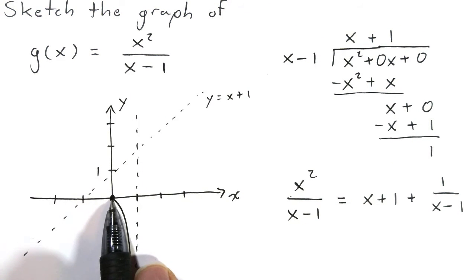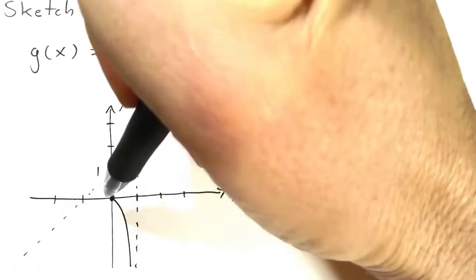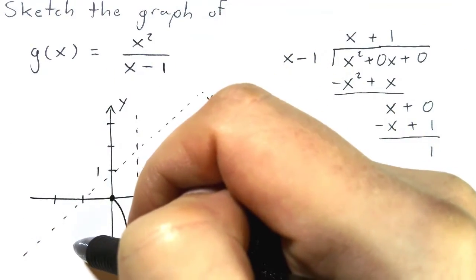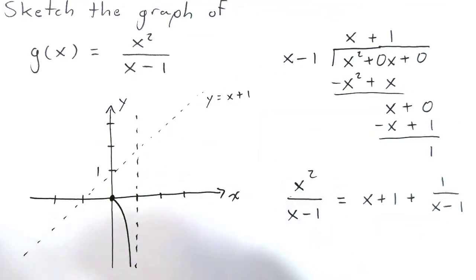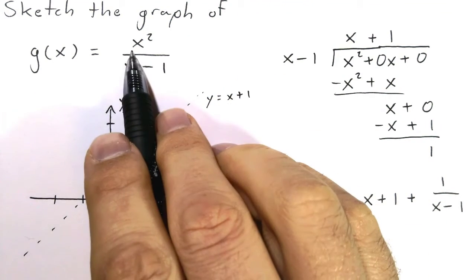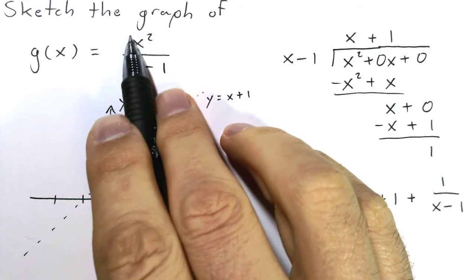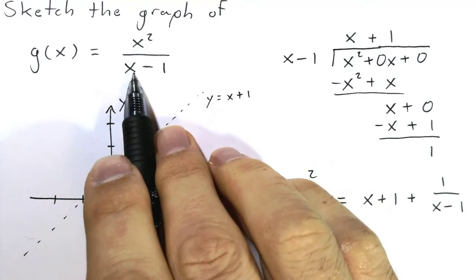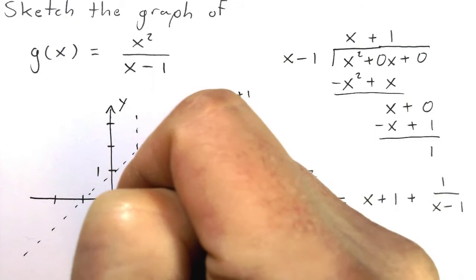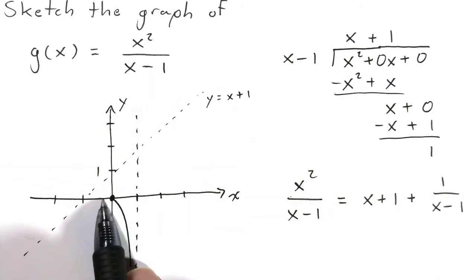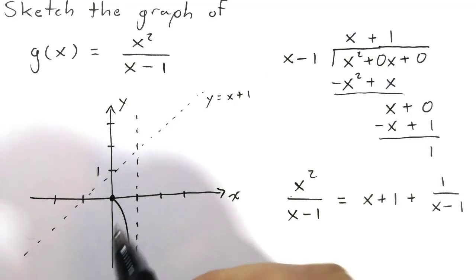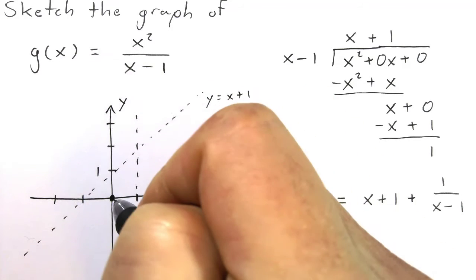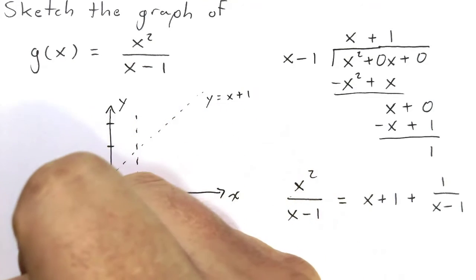Now what happens when x is less than 0? Does the graph go up like this, or does it stay down here? Well, when x is less than 0, the numerator is positive and the denominator is negative. Positive divided by negative is negative, so it must stay down here. Now we know not only does it stay down here, but it has to approach this slant asymptote. So it really has to go like this.